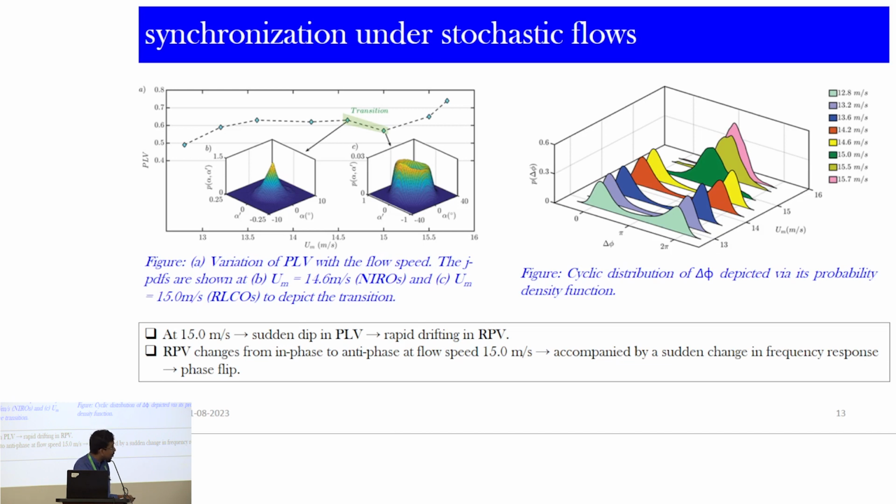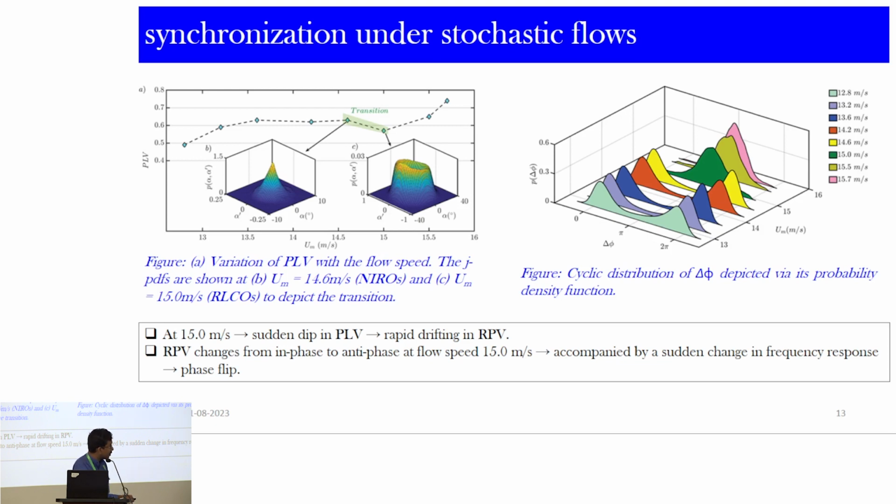And as you head towards large amplitude stochastic stall flutter, which is characterized by the PDFs that we have shown here, there is an increase in the PLV, showing that probably there is a good amount of synchronization. But in between, in the transition regime, there is a clear drop, which is due to a clear change in the amplitude levels occurring in the system.